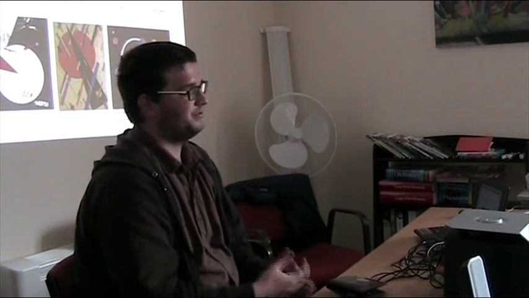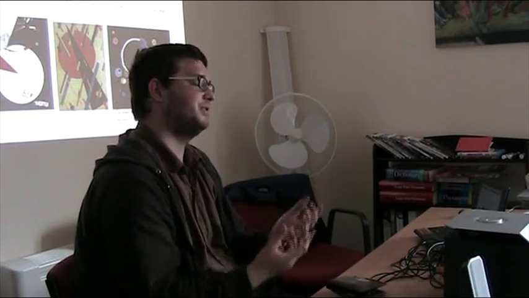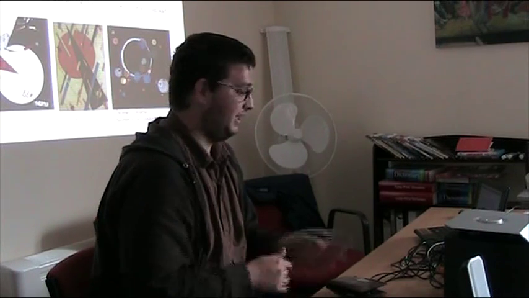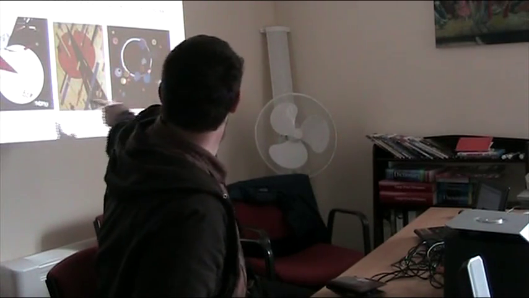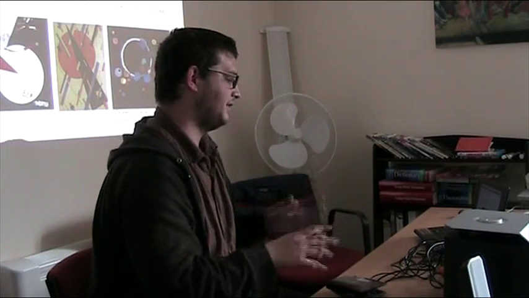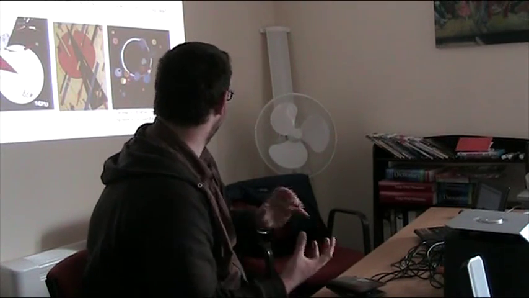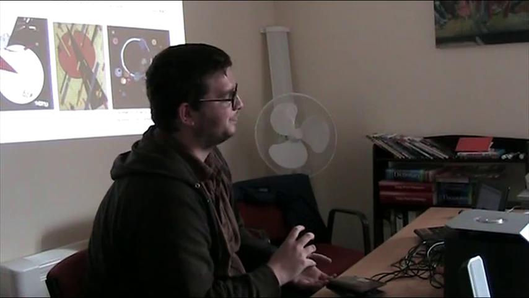So some examples of styles, movements in art that were geometrical. There's a lot of stuff from Russia in the early 1920s, like constructivist and suprematist painting. And there's some examples just there. There's two constructivist paintings and a geometric abstract painting by Vasily Kandinsky.